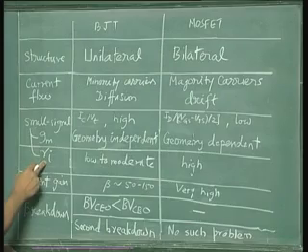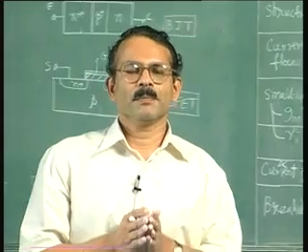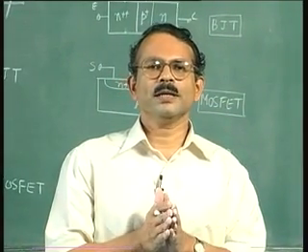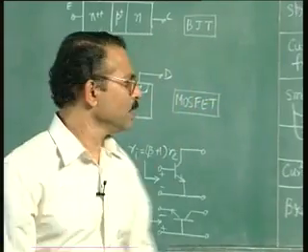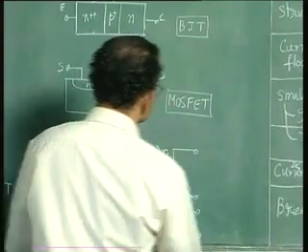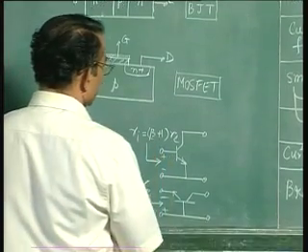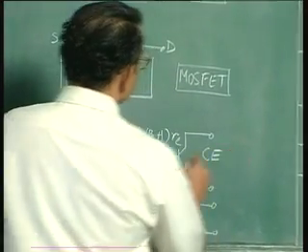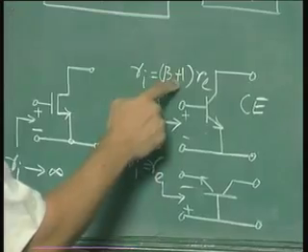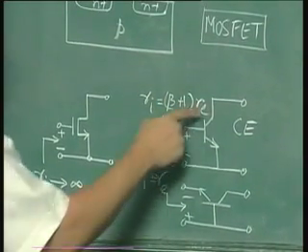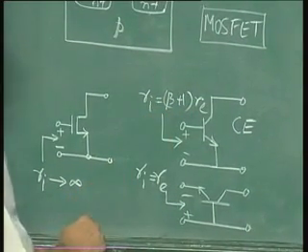Let us look at the input impedance of the BJT. Now there are two possibilities. You have the common base or the common emitter mode, right? Let us compare these two. You also have common collector, but even there the input impedance is same as common emitter. So here you find in a common emitter the input impedance is beta plus 1 times Re, which is of the order of kilo ohms, because Re is of the order of tens of ohms.